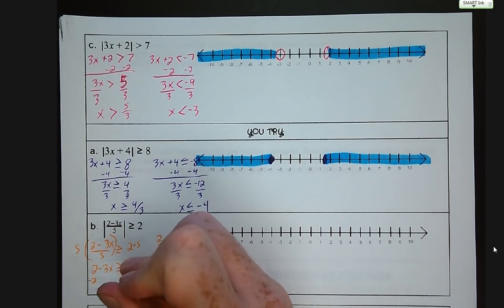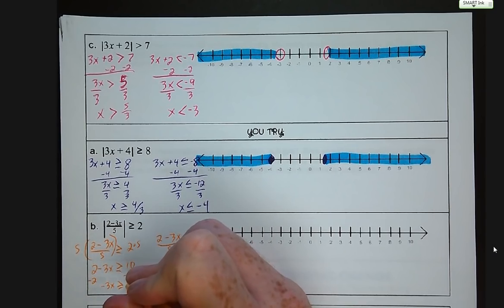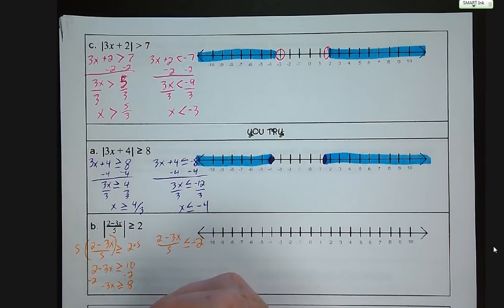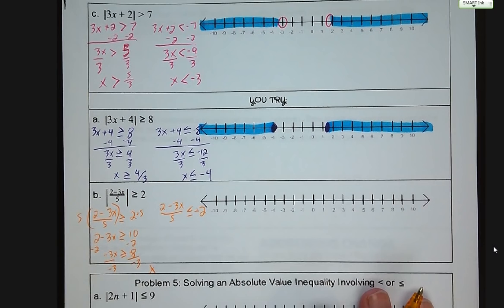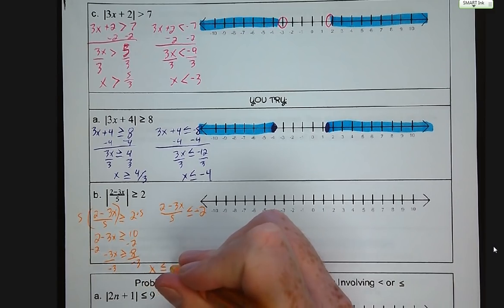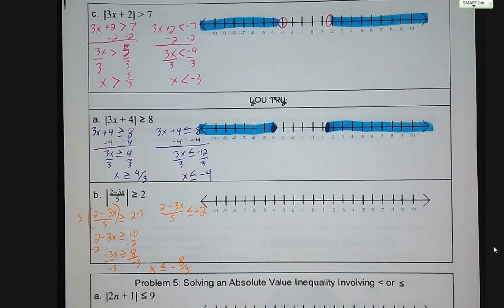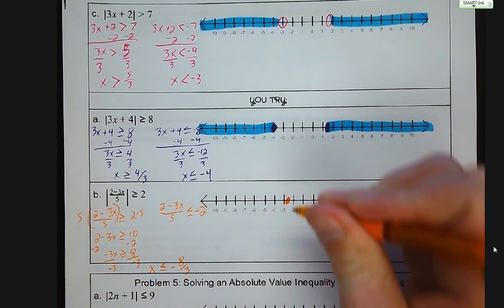Subtract 2 from both sides. -3x is greater than or equal to 8. And we divide both sides by -3. And we get that x is going to be, oh, don't forget, dividing by a negative, so it's going to flip the inequality. x is going to be less than or equal to -8/3. All right, so that'll be closed out at -2 2/3 right there.